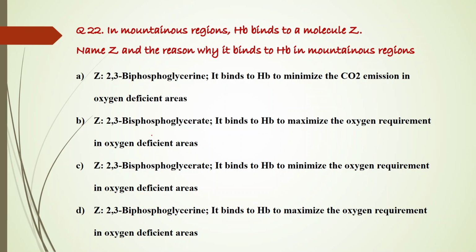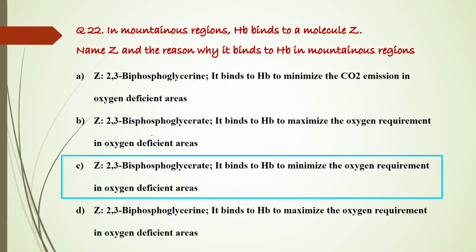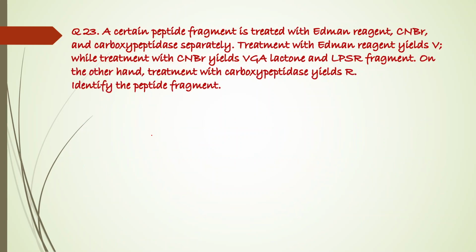And what is that? You have already answered this: it is 2,3-bisphosphoglycerate, and it binds to hemoglobin at higher altitudes so that it can minimize the oxygen requirement in oxygen-deficient areas, because as it is binding with your hemoglobin, it is releasing the oxygen, so the amount that you require to intake from outside is now becoming less. So this is their job, so I am not spending much time on that.